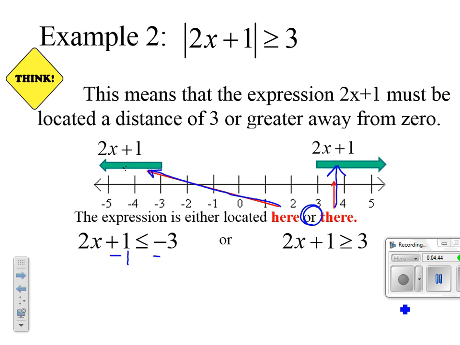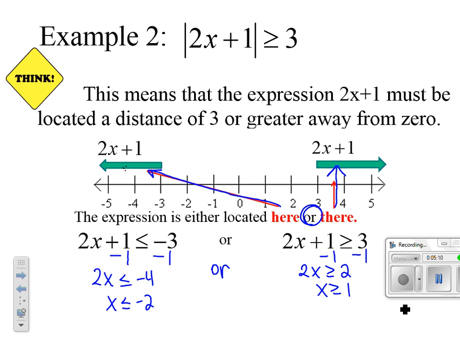So I'm going to do this one over here, subtract 1 from both sides, divide by 2, and I get x is less than or equal to negative 2. Or I can subtract 1 from both sides. 2x is greater than or equal to 2. X is greater than or equal to 1. So my choices are x either is less than or equal to negative 2 or x is greater than or equal to 1.